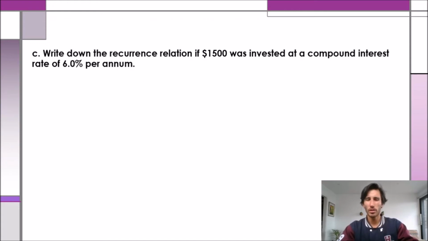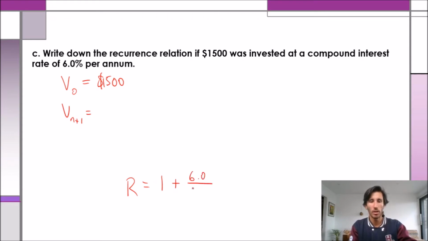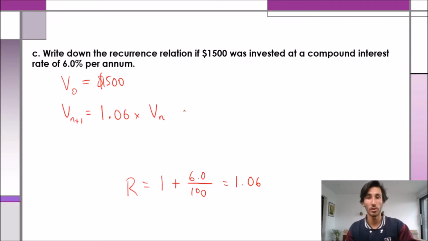Now, write down the recurrence relation if $1,500 was invested at a compound interest rate of 6.0% per annum. Okay, so recurrence relations always need a V0, 1,500, and our Vn+1 is equal to, we know it's going to be R times Vn. Let's calculate R over here. R equals 1 plus, what's our rate? Our rate is 6.0 over 100, which is 1.06. So this is going to be 1.06 times Vn. And that's it for our recurrence relation.